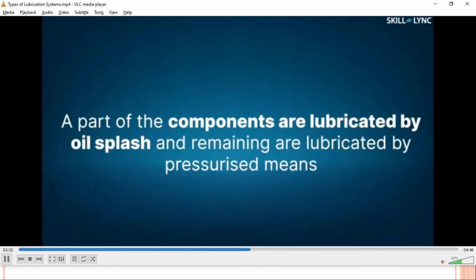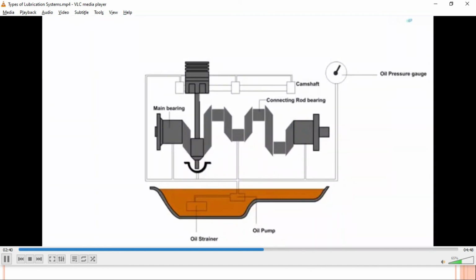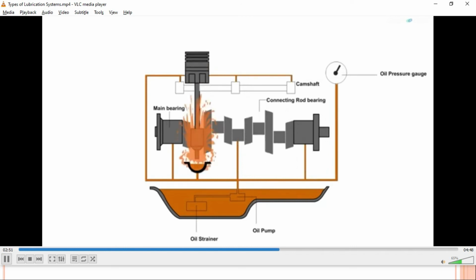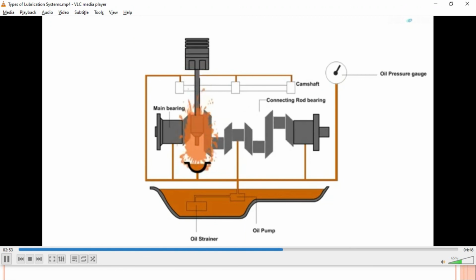As the name suggests, in this type, a part of the components are lubricated by oil splash and the remaining are lubricated by pressurized means. In this type, the oil from the sump is filtered by the strainer and pumped by means of an oil pump. The oil is directly pumped into the lines for lubricating the main and camshaft bearings. On the other hand, the remaining parts are lubricated by means of an oil splash or by nozzles.